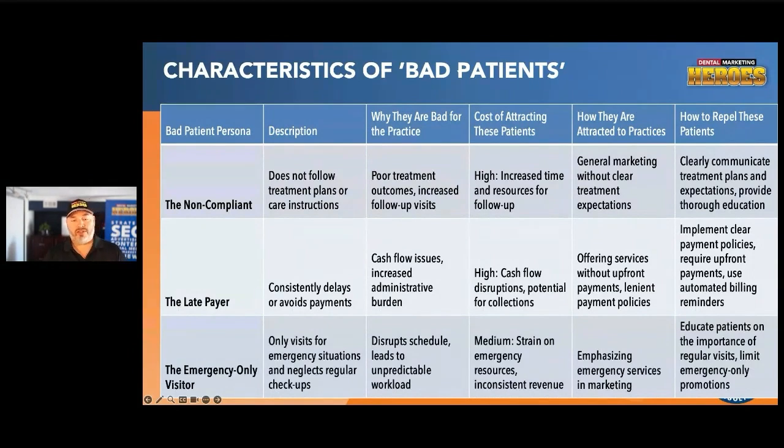You educate patients on the importance of regular visits, how when they take care of their teeth and come regularly for cleanings, it's going to actually reduce the emergencies and ultimately reduce the cost to them. Also limit emergency-only promotions as well.